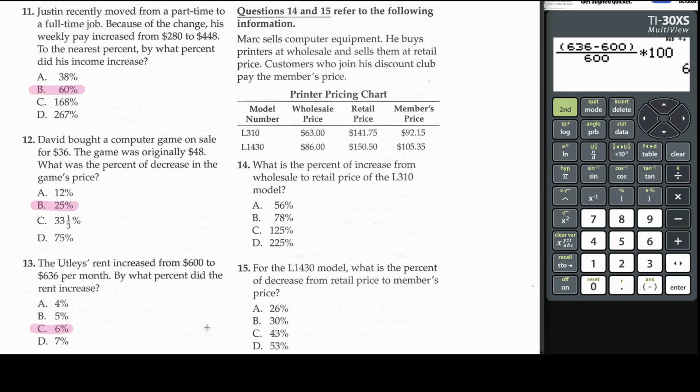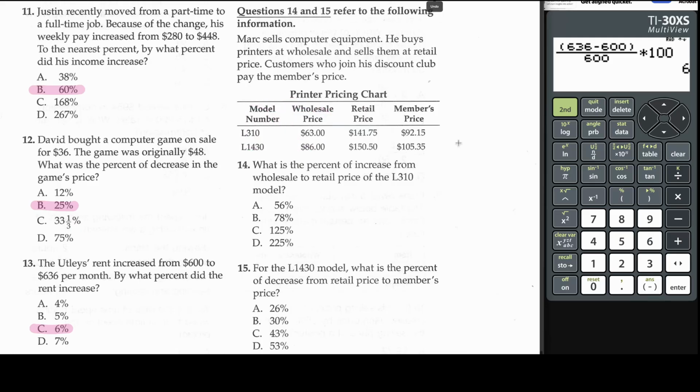Look at number 14 and 15. They want you to use the pricing chart. Mark sells computer equipment. He buys printers at wholesale and sells them at retail price. Customers who join his discount club pay the member's price. So we have model here, wholesale price here, retail price here, and membership price here. So we will read on and see what they ask you to do.